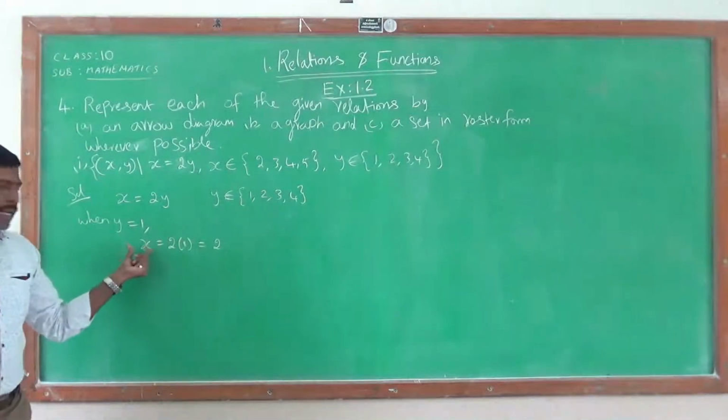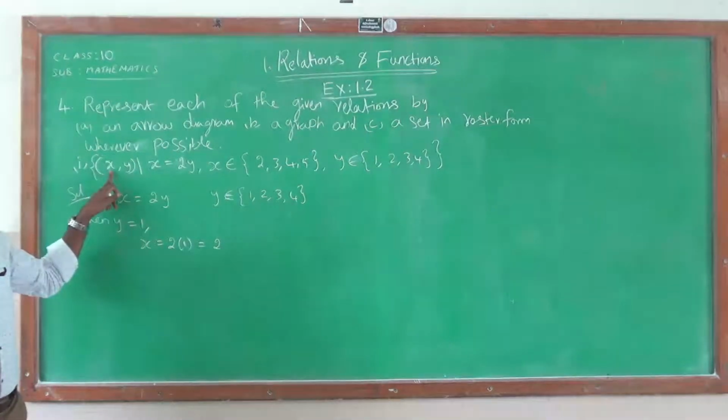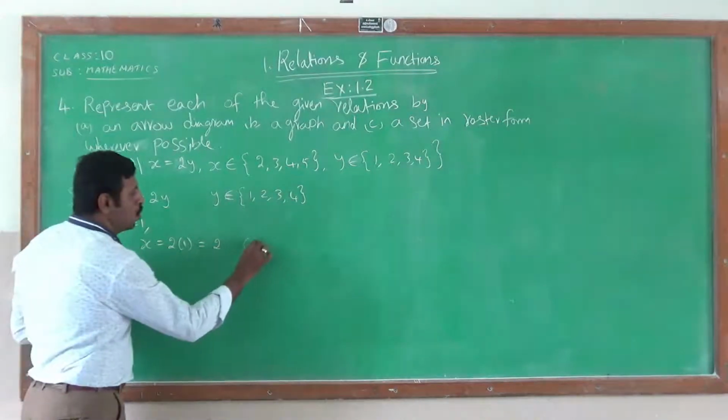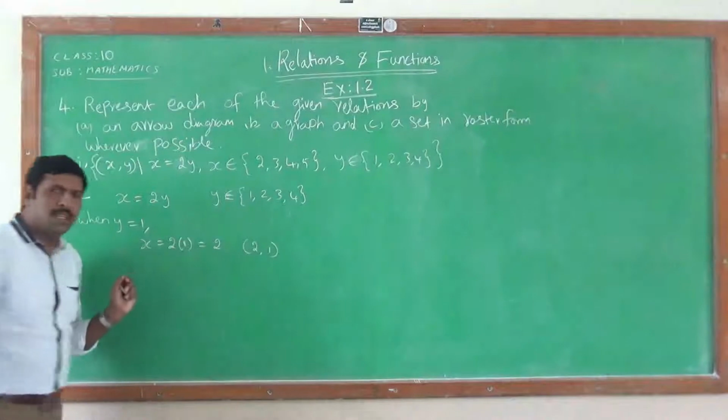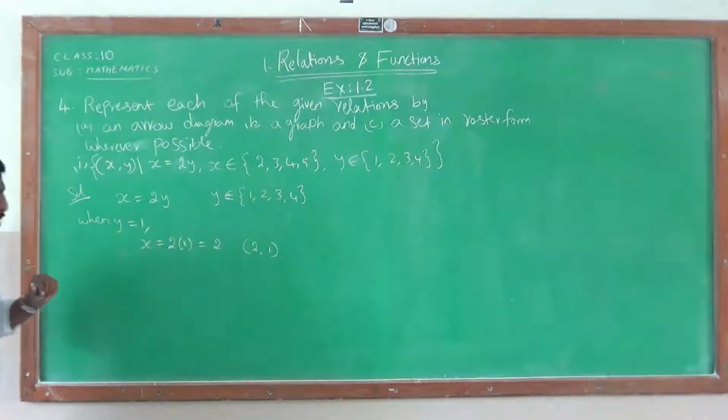Now we want to write the ordered pair for this. The x value is the first element, and the y value is the second element, right? Then the ordered pair is (2, 1). The x term is first and then the y term is second. So the ordered pair is (2, 1).